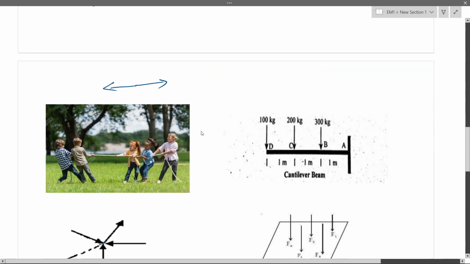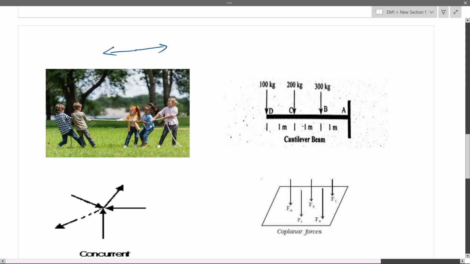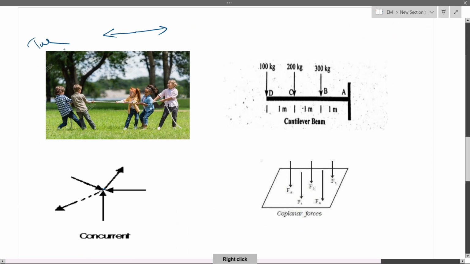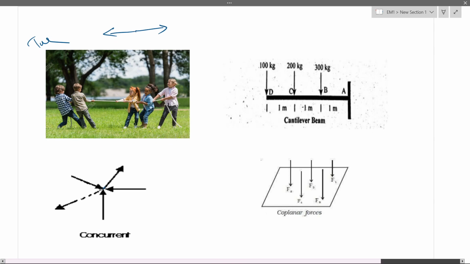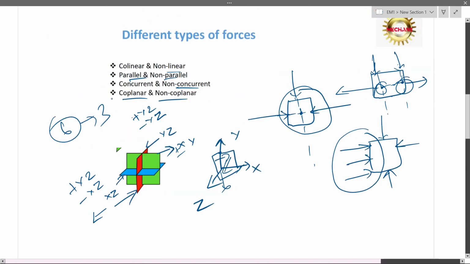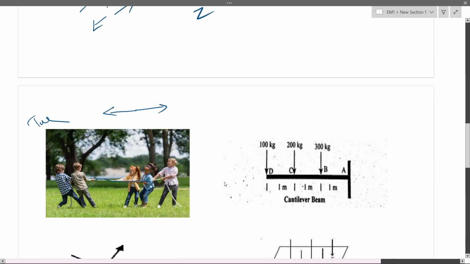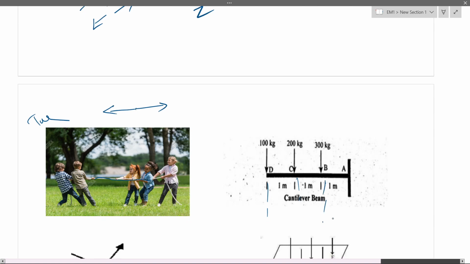Here we see the example in the tug of war game. We see that the children are pulling the ropes in two opposite directions, but the line of action is the same, that is the rope. All the forces are acting in the rope only, it's a straight line. So this is called what type? This is collinear. If you see here, the line of action is different, so this is non-collinear.